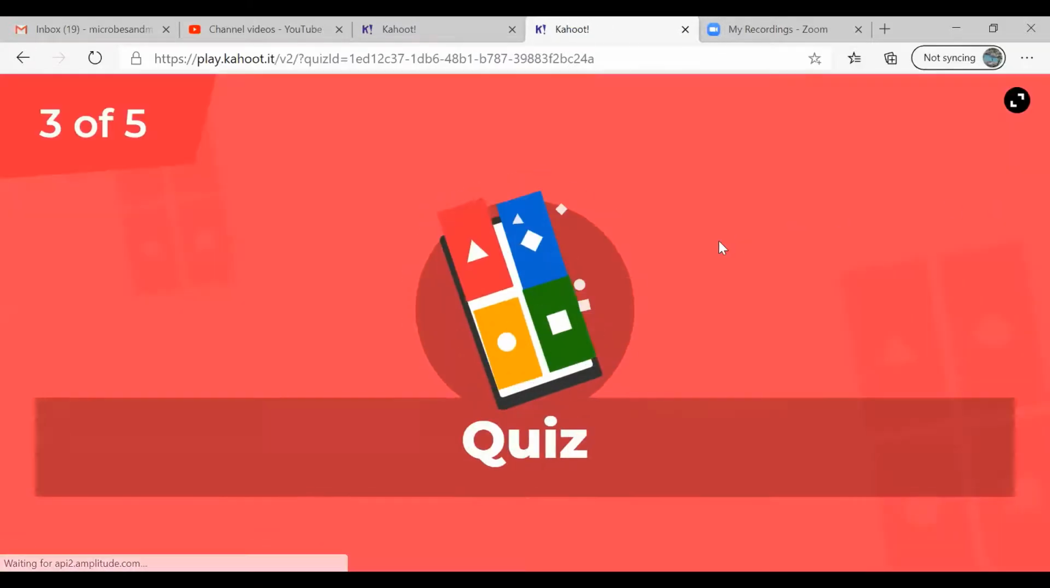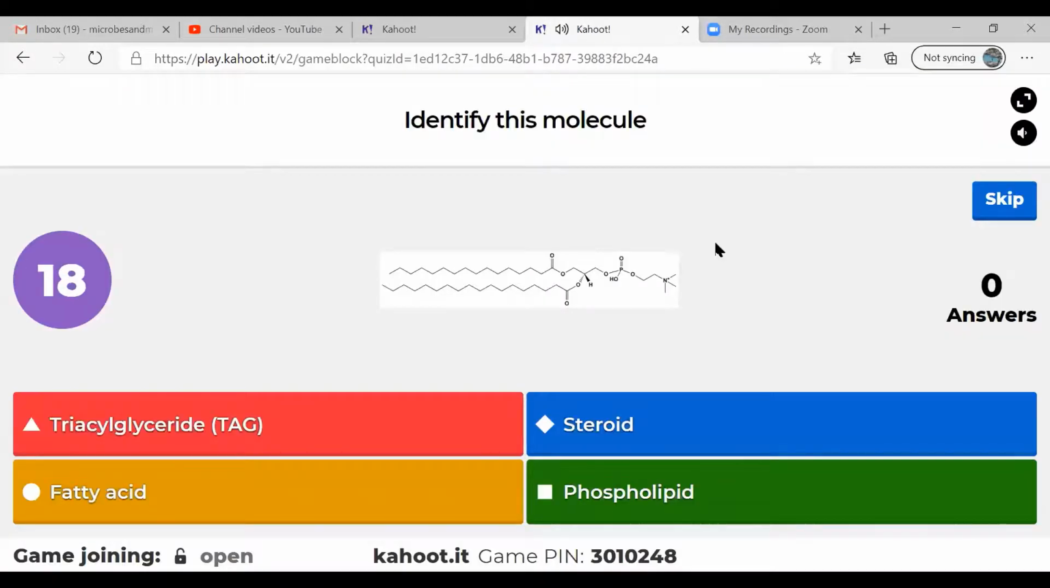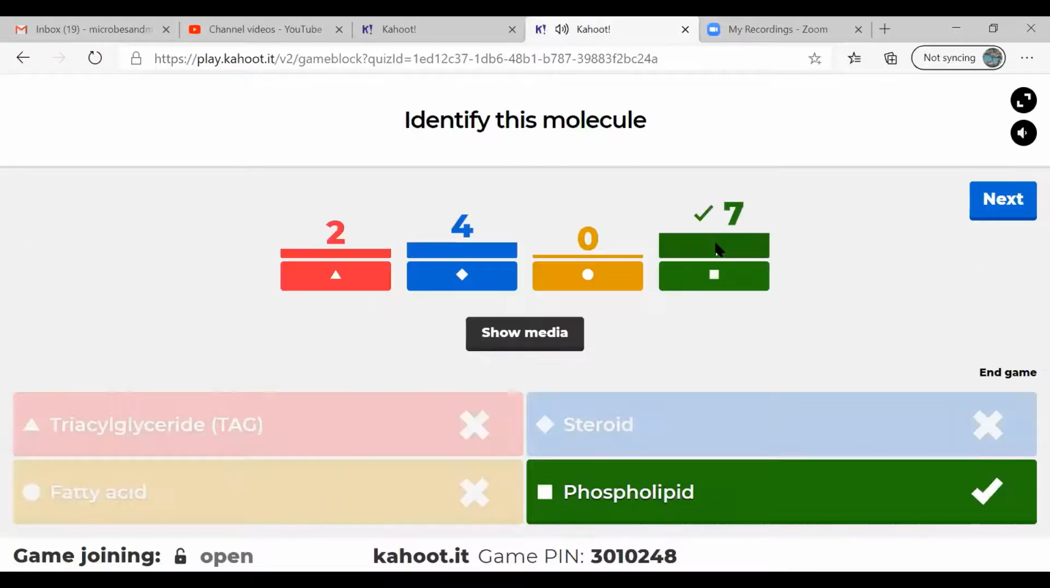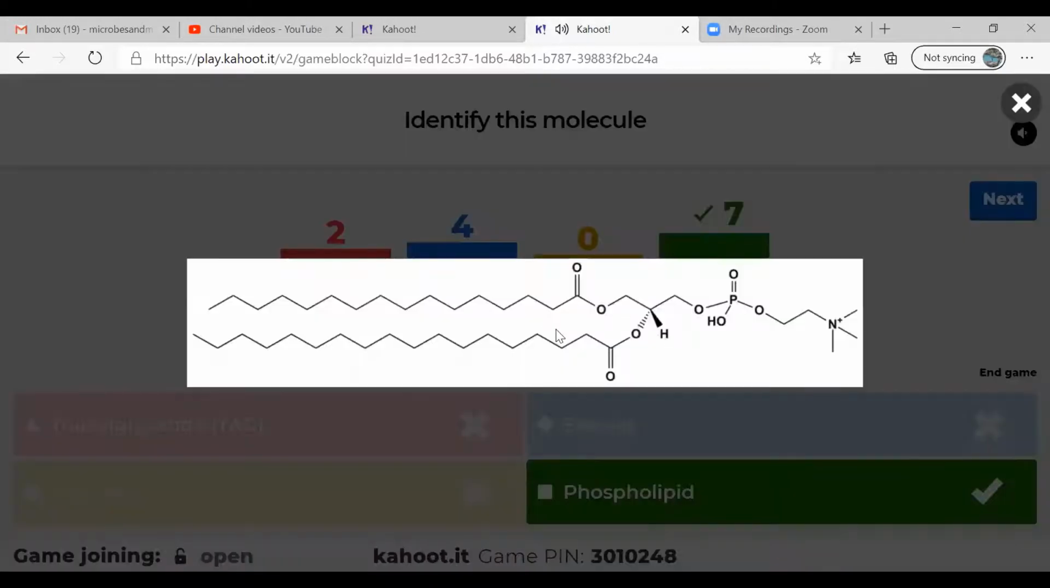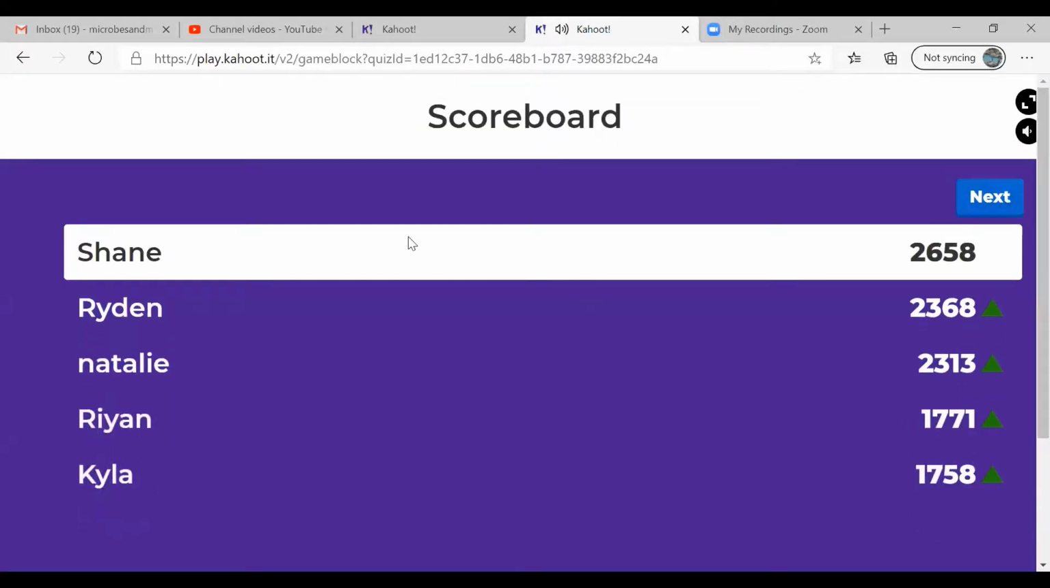Okay, so I have one more question for now. Okay, so this one here was indeed a phospholipid. You can see we've got the 2 long carbon chains and you've got that phosphate group there. All right, let's see the points. Okay, Shane is in the lead.